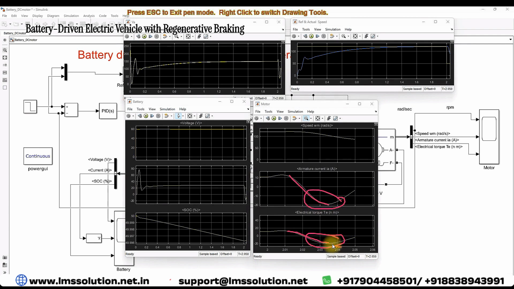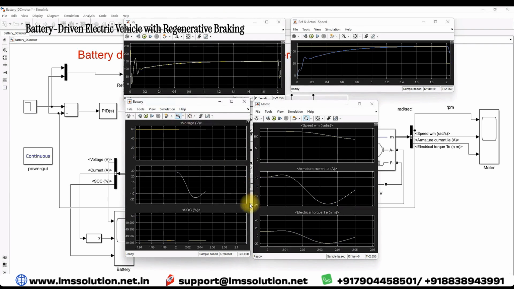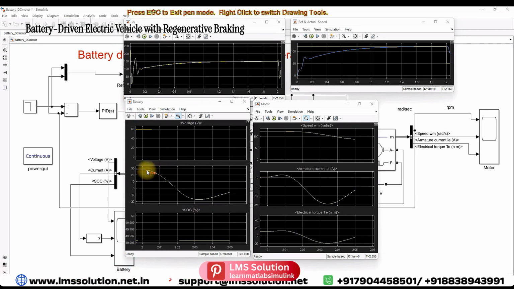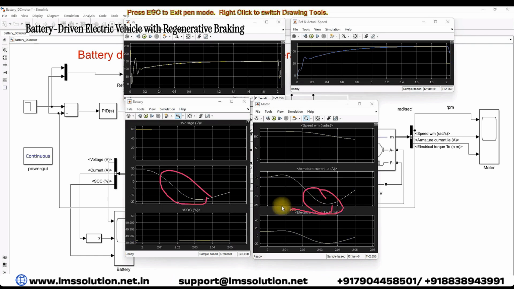Because of regeneration, how does that energy go back to the battery? Here I'm going to zoom into this area so we can see the detail. Now we can see the battery current. This battery current is changed from 27.5 amps to around minus 18 amps. This is because of this regeneration. Whatever energy is generated during regenerative braking will be sent to the battery.